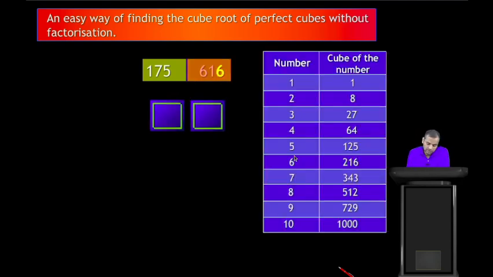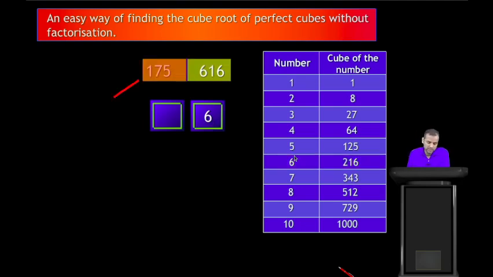Now check the unit digit. What is the unit digit? Yes, it is 6. Now check for which number the unit digit 6 appears. So can you find the number whose cube has unit digit 6? Yes students, very good, you got the correct number, it is 6. So we can write 6 here. So the cube root of this unit digit is 6. So we can write 6 here.